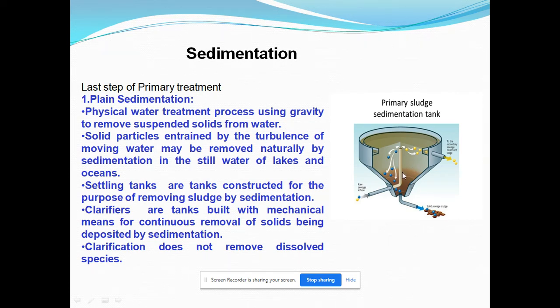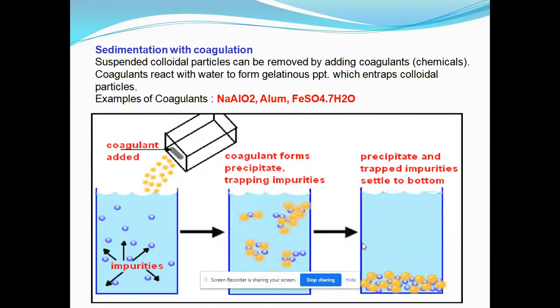Clarifiers are tanks built with mechanical means for continuous removal of solids being deposited by sedimentation. As we see here in this diagram, influent raw sewage water is going from this side and sewage sludge is forming, and we can take it out from this outlet. Clarification does not remove dissolved species.